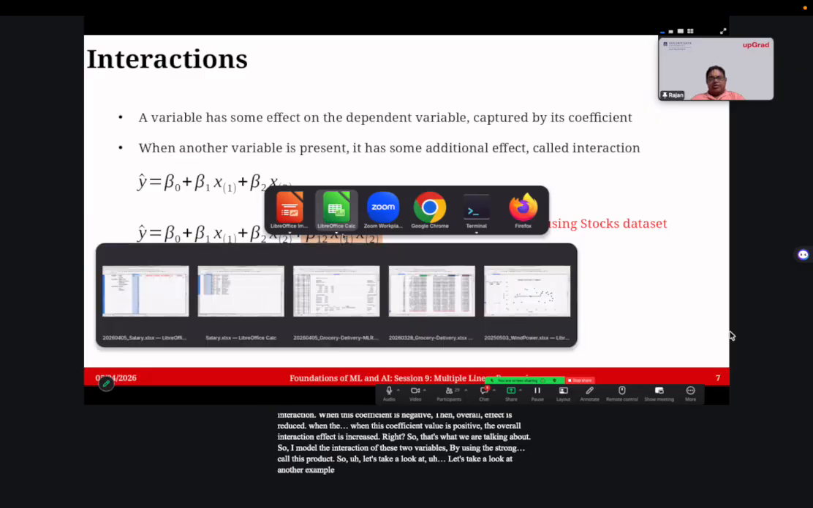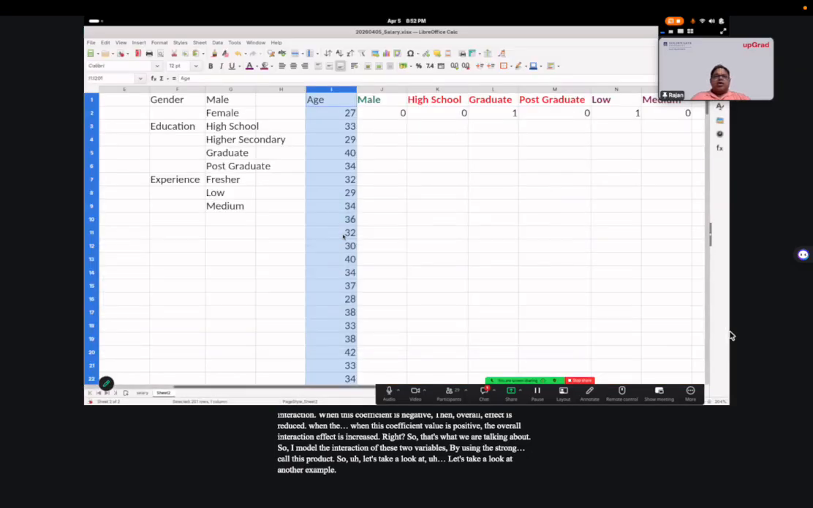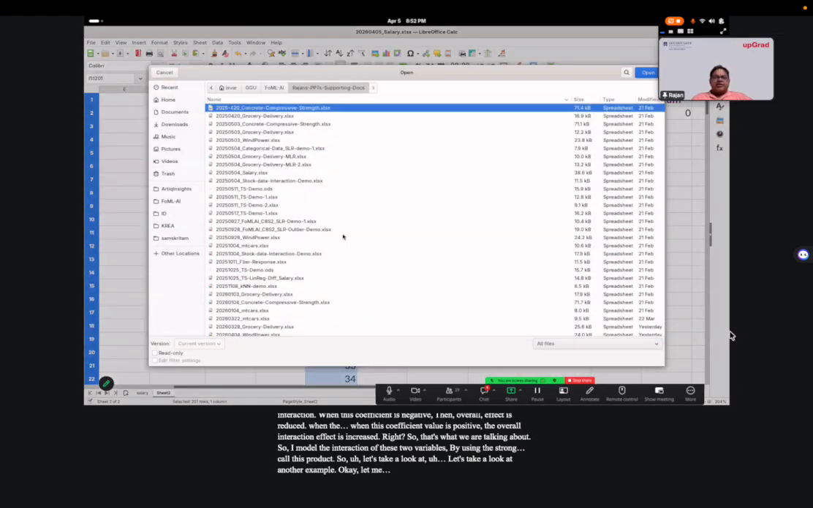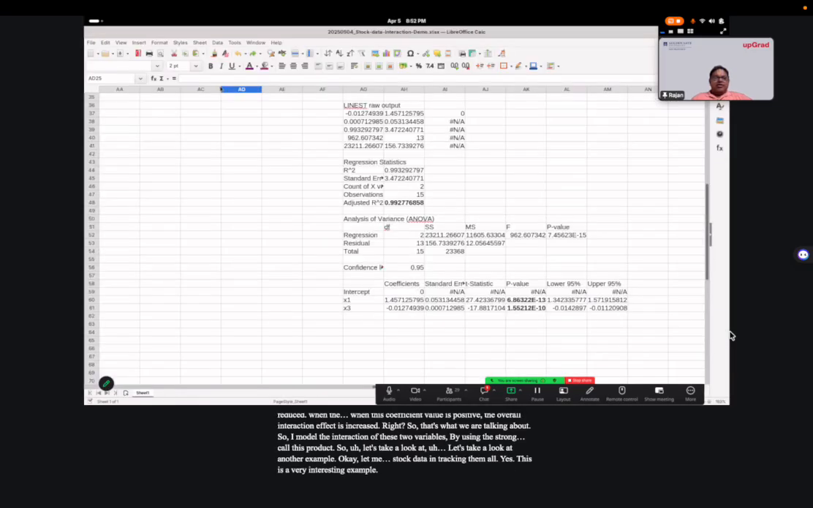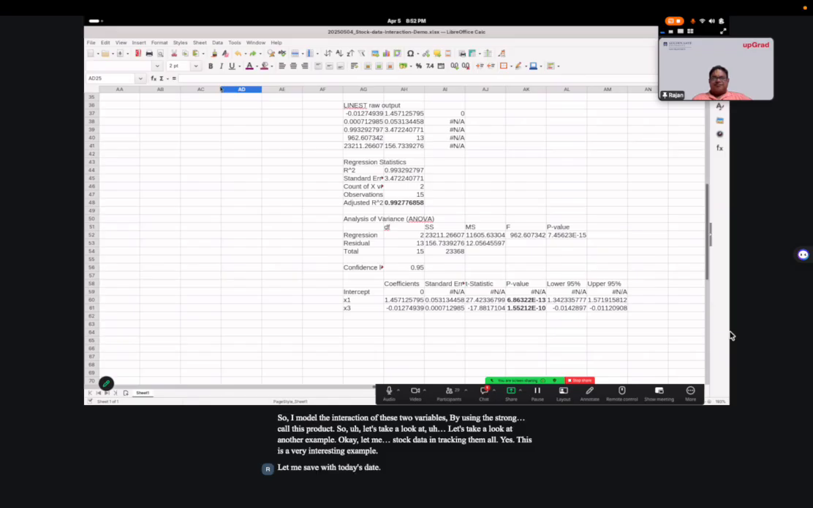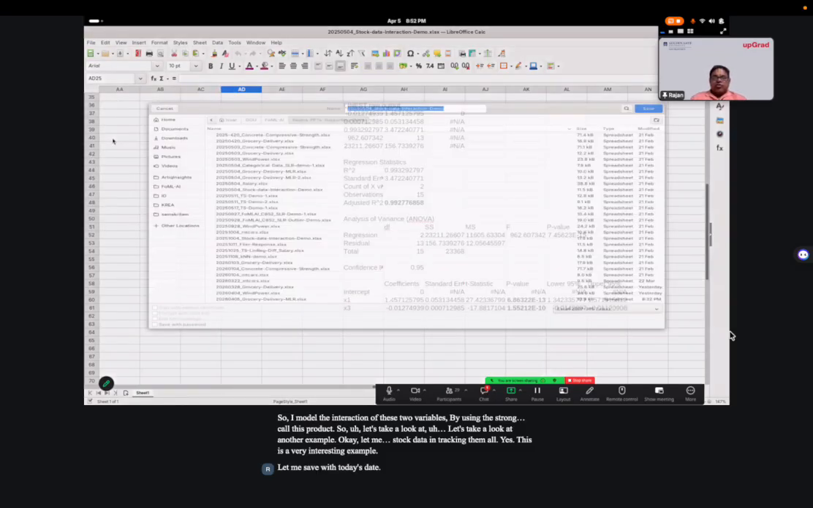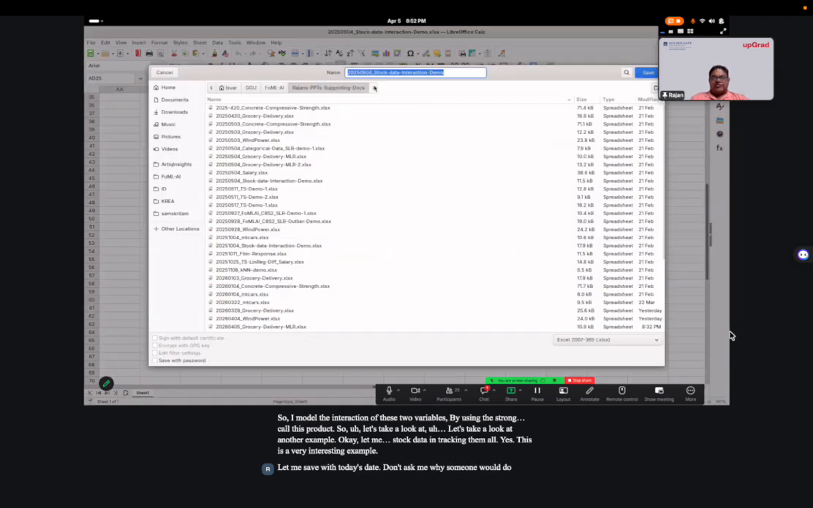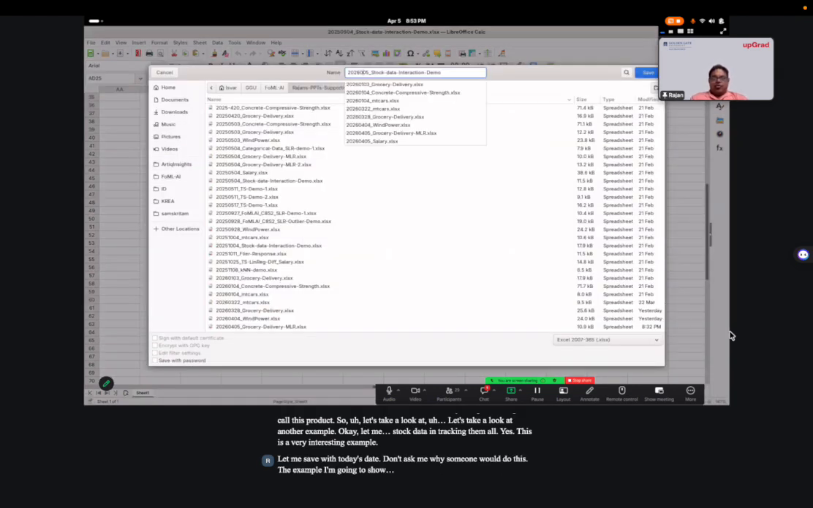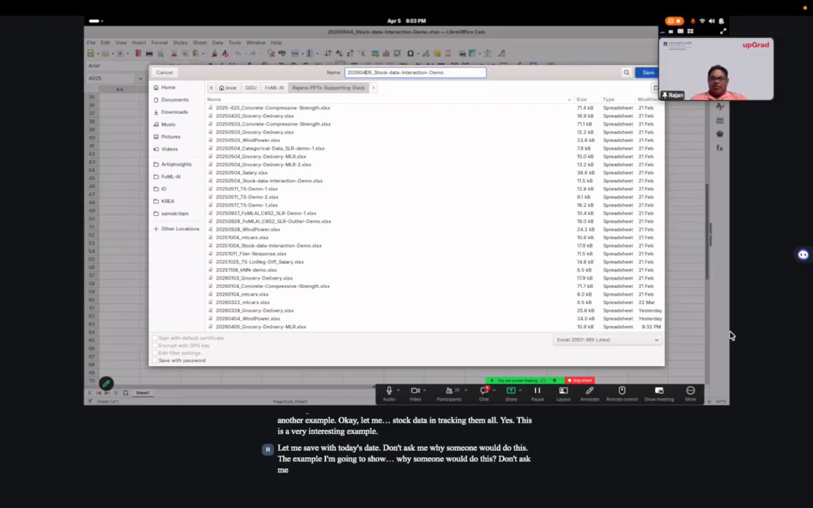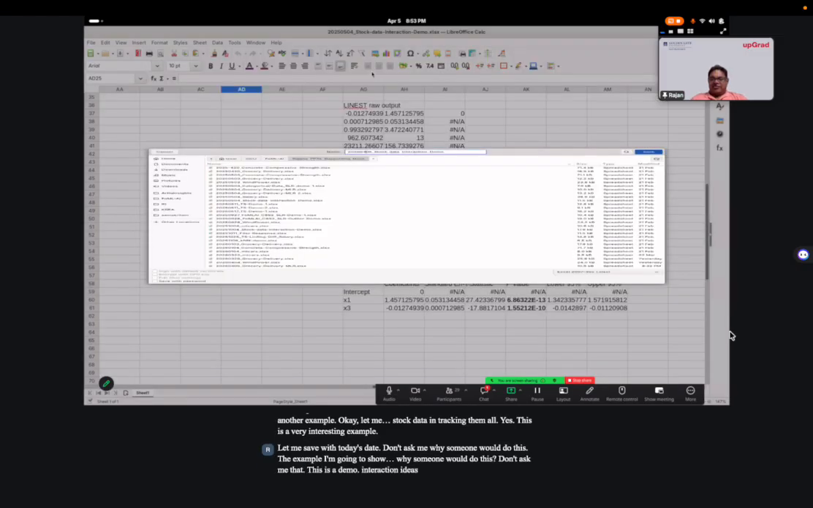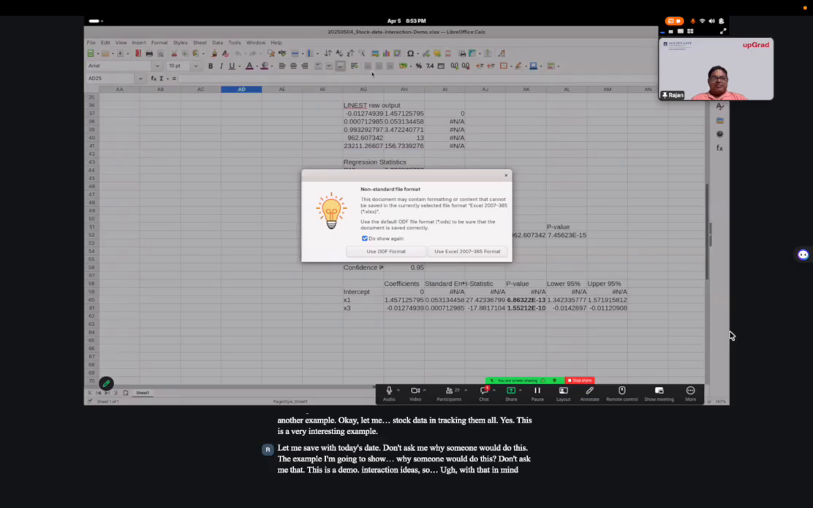So let's take a look at another example. Control stock data interaction demo. Yes, this is a very interesting example. Let me save with today's date. Don't ask me why someone would do this. The example I'm going to show, why someone would do this, don't ask me that. This is a demo of interaction ideas. So with that in mind, let's see what we are doing here.